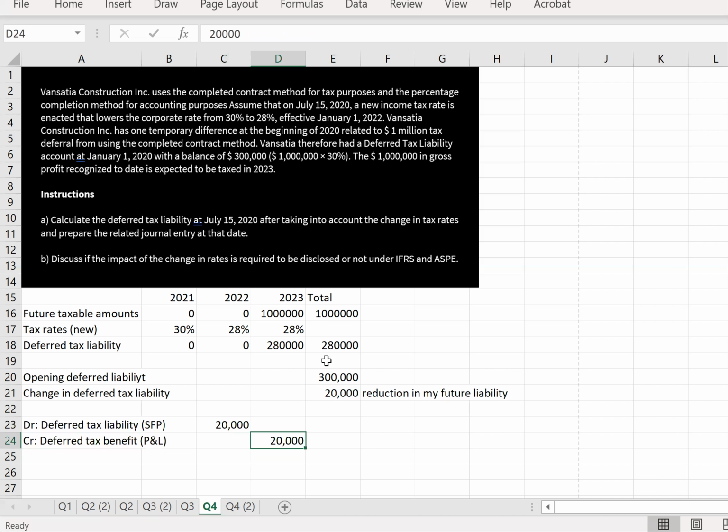So the key is remembering we're always looking at the change in tax rates, not just the impact of the tax rate itself. That would only be the case if this was a new difference and we needed to put it on the books from scratch.